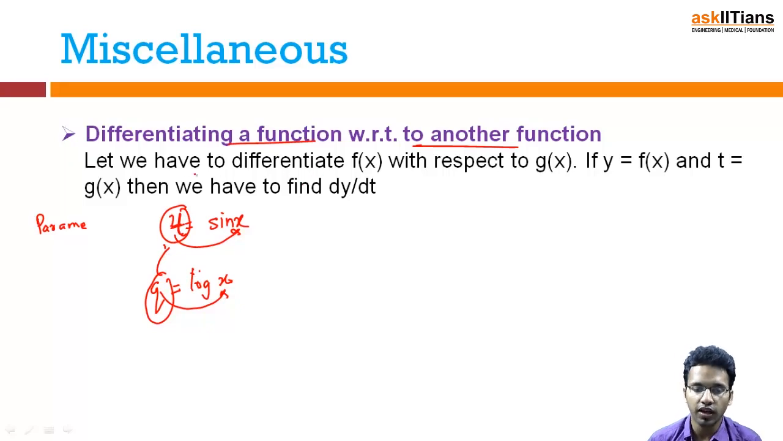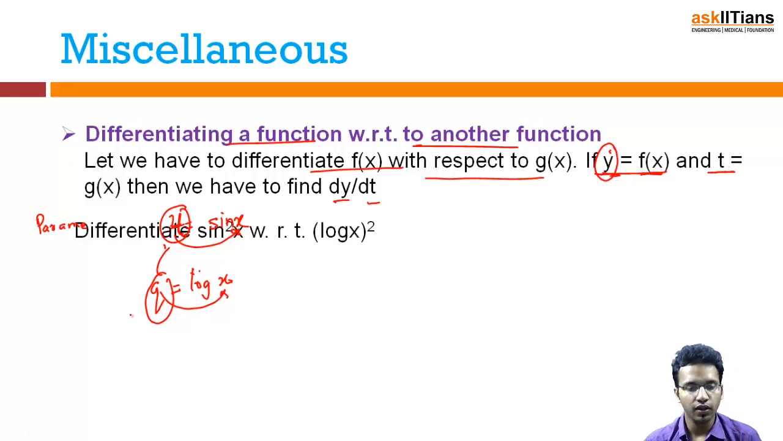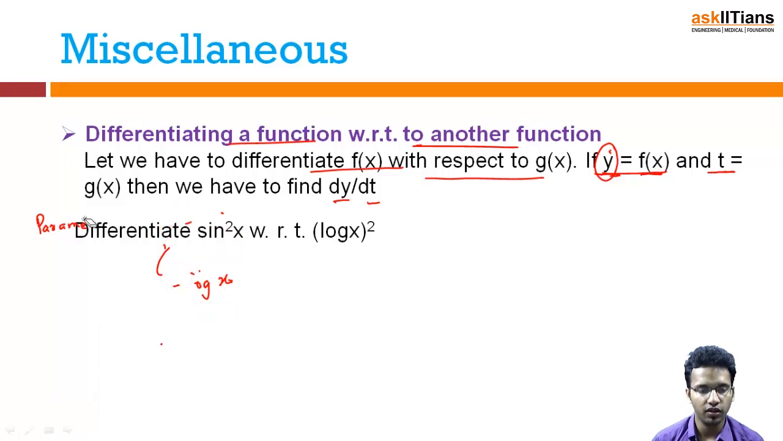So in this, what we have to do is differentiate f(x) with respect to g(x). If this is this thing, then we have to find basically dy by dt. So we will first find the differentiation of this with respect to x, and then of that with respect to x, so that we can equate. This is an example which we can use. Let me clear up the things first. It says differentiate sin square x with respect to log x whole square.